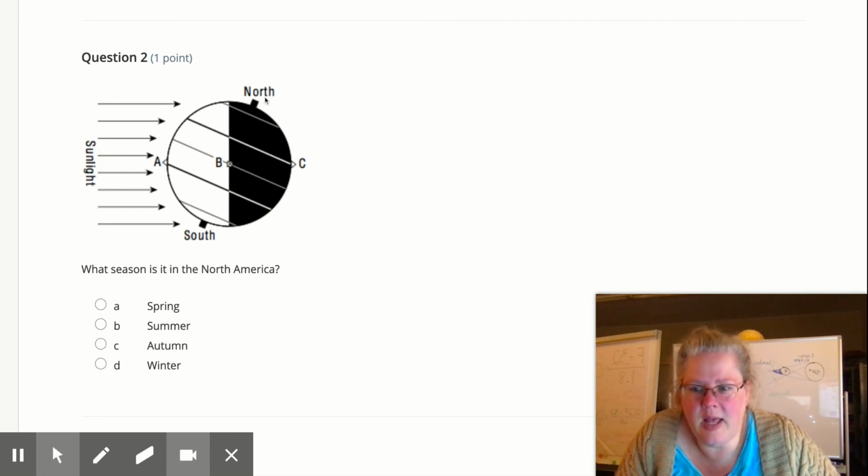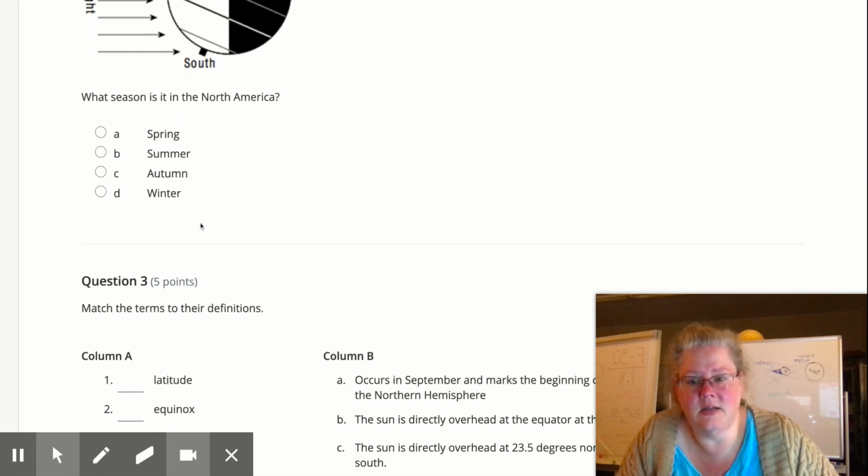Okay, if my northern hemisphere is in shadow, you should be able to tell me right now what season we're having in the northern hemisphere when the North Pole's in shadow. What season is the southern hemisphere having when the South Pole is in light?